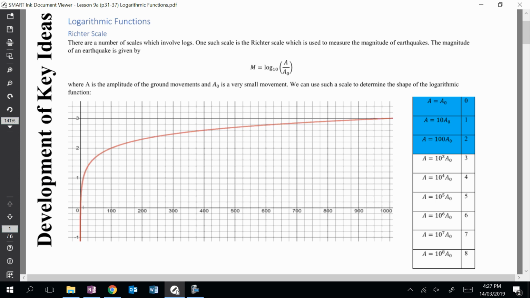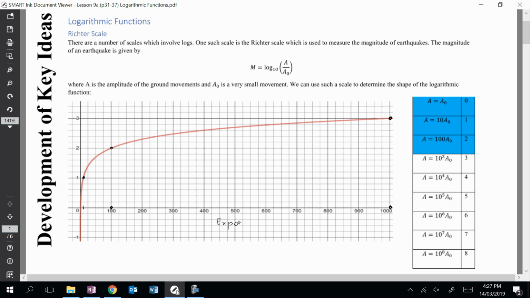And so logs can be useful because if we think about it, if we're at 10 times the small movement, then we're at 1 on the Richter scale. If we're at 100 times the small movement, we're at 2. And if we're at 1,000 times small movement, then we're at 3 on the Richter scale. So here, each time we're going up by multiplying by 10, so we're increasing the power of 10.